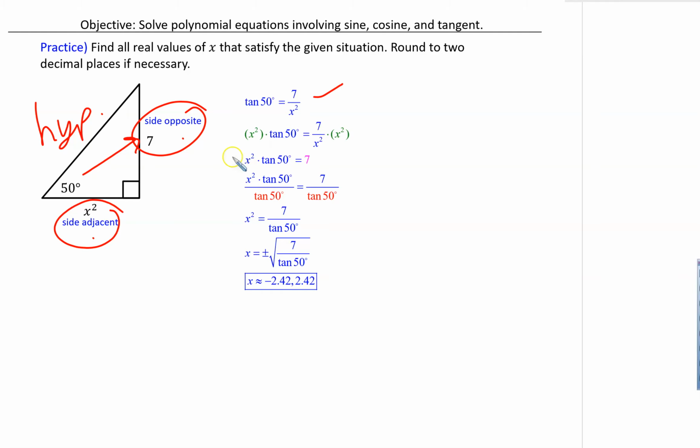So now it's over here on this side, and now we have to undo the multiplication between the x squared and the tangent of 50 degrees. So we divide by the tangent of 50 degrees on both sides, and then we can take the square root and parentheses, of course, around the whole thing and around the 50 degrees, which gives us a negative and positive 2.42 to the nearest hundredth.